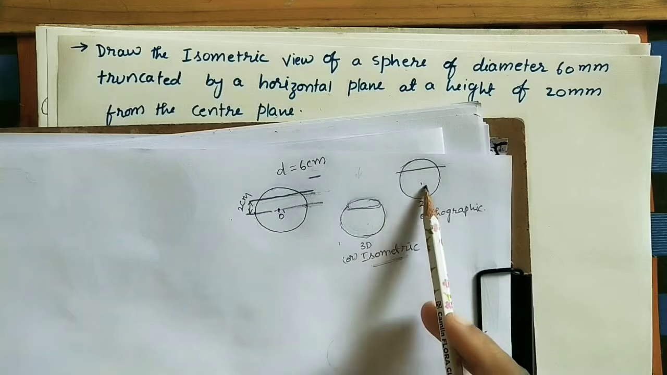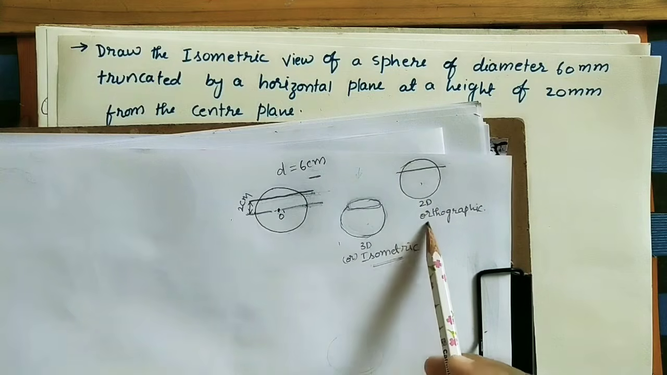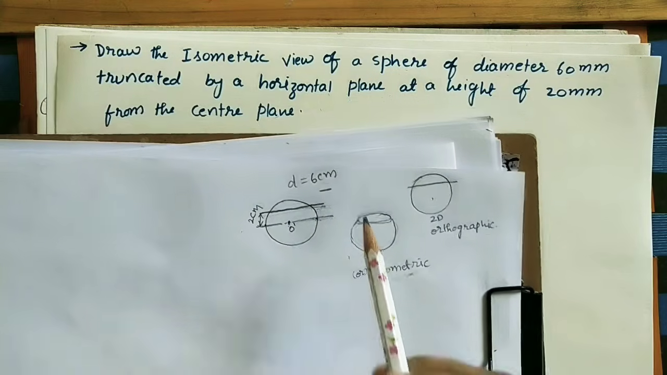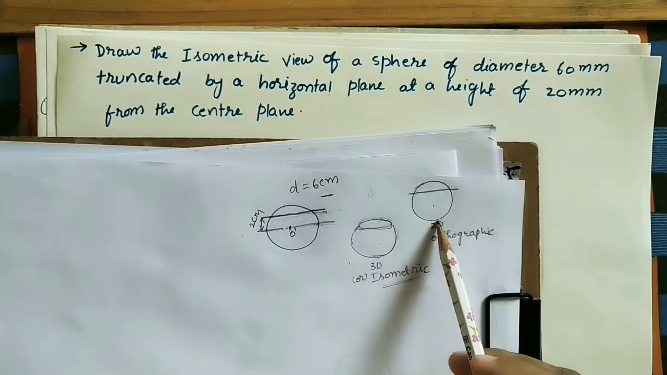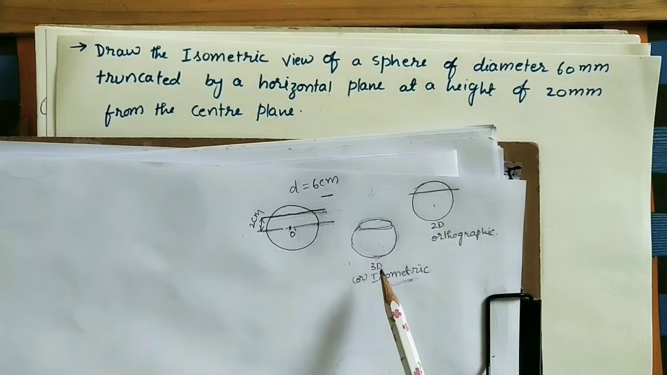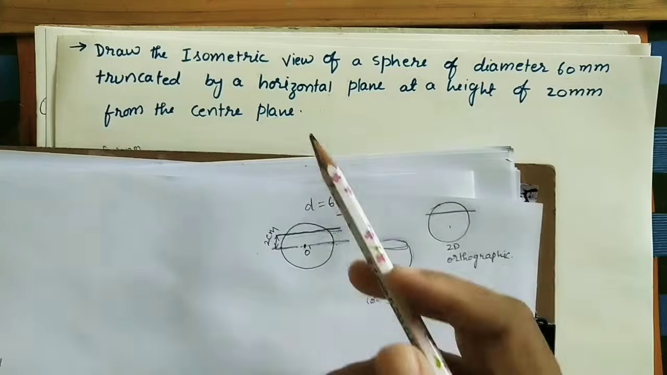So this is the 2D diagram, or we can call it an orthographic view also. By seeing the data, first we will do this 2D diagram. After that, we will do the isometric view. Let us take the given data.